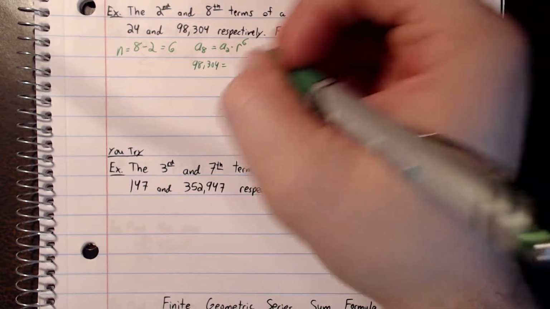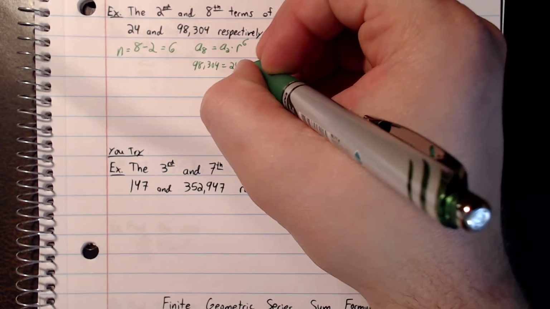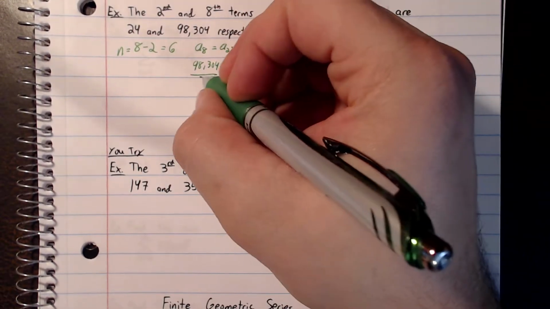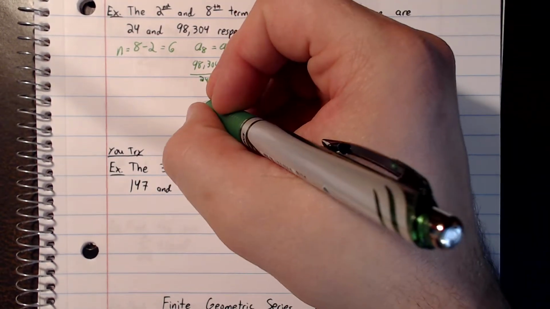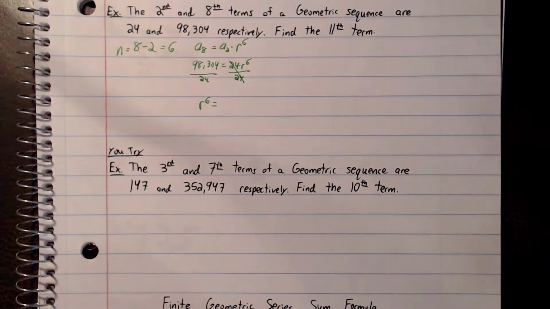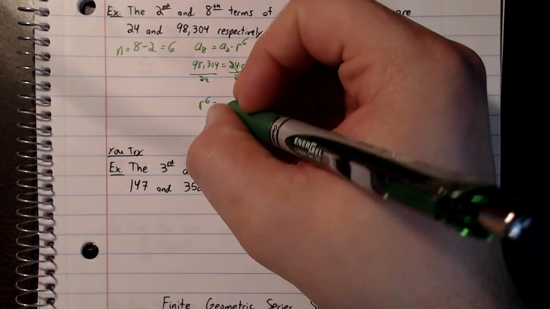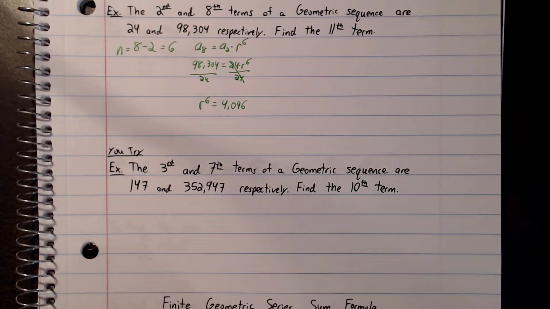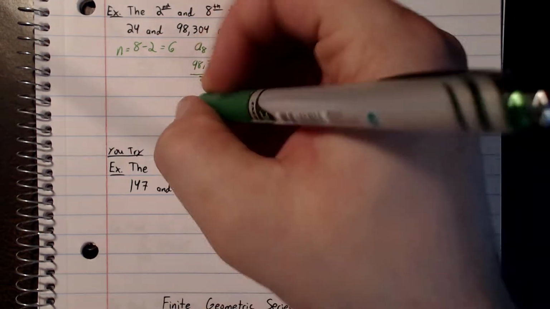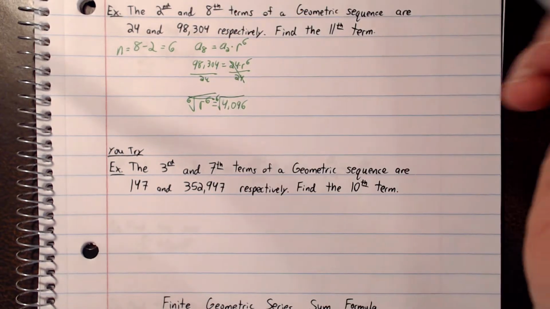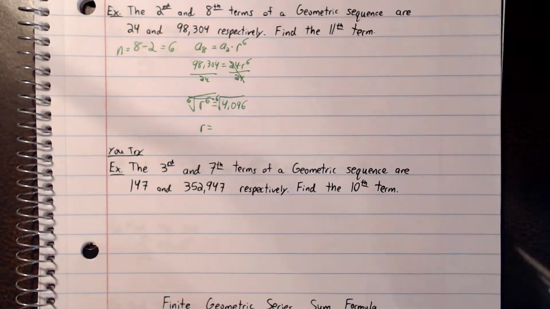Okay. Once we start plugging in numbers here, 98304 equals 24 r to the 6th. We can start solving, right? Divide by 24. That gives us r to the 6th power equal to, let's see, 98304 divided by 24. That's 4096. Now, we need to get rid of that 6th power. So we need to take the 6th root. That's going to get rid of the 6th power for us, giving us r.